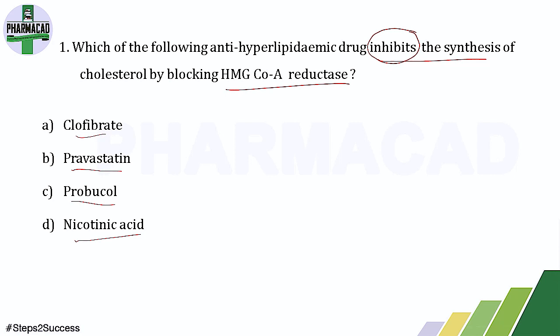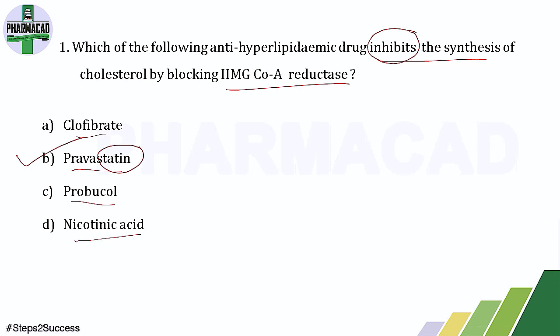So always remember, whenever you hear the term HMG-CoA reductase, blindly pick pravastatin or the statins which are there. Okay, so in HMG-CoA reductase inhibition, the mevalonate pathway from where cholesterol is made is inhibited. So the correct option here is pravastatin, and any other statin which would have been there, you could pick it.